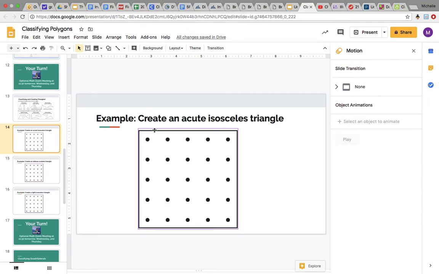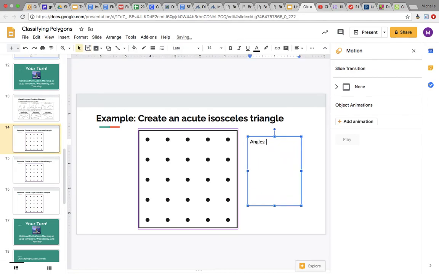So here, our example says create an acute isosceles triangle. What that means is that my angles, all three, are going to be less than 90 degrees. What does that mean for my sides? Well, if it's an isosceles triangle, I need to have two sides that are the same length. All right, let's try it out. You guys know I'm not the best artist, so let's see how I can do on here.